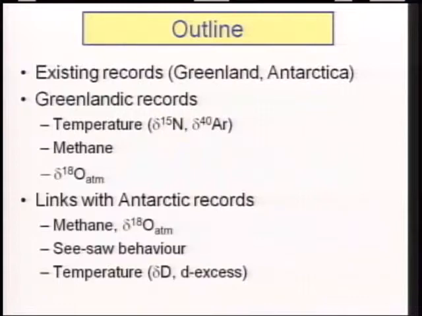Then I will detail the methane record with some high resolution. I will show you as well the millennial-scale variation in atmospheric delta 18O from the Greenland records. Then I'll make the link with the Antarctic record using both methane and atmospheric delta 18O to obtain a common timescale, and this will enable us to describe the seesaw behavior during marine isotopic stage 5.